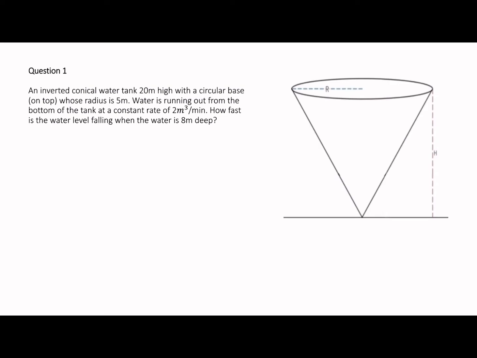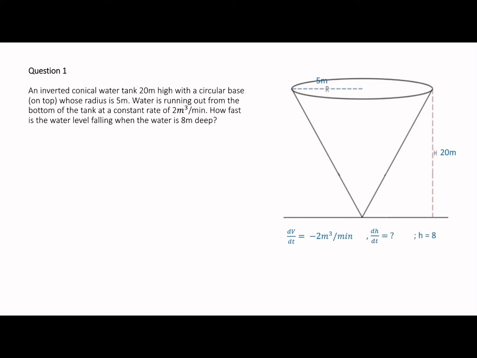So this is the picture of an inverted conical water tank with height of 20 meter and a radius of 5 meter. It also gives the statement that the water is running out from the bottom of the tank at a constant rate of 2 meter cube per minute. So now we know that dV over dt equals negative 2 meter cube per minute. The question was, how fast is the water level falling when the water is 8 meter deep? So now we know that it wants us to find the dh over dt when the water is 8 meter deep. So h equals 8.